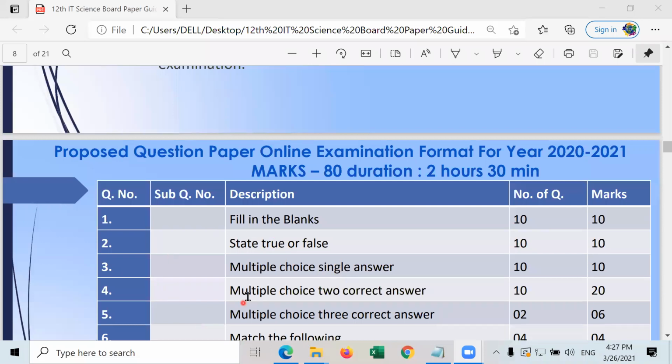Now, look at question number 4. Question number 4 is also MCQ, but in this question, you have to choose two correct answers. Now, each question will carry 2 marks with it. Okay. So if you choose two correct answers, you will get 2 marks. If you select one correct answer, you will get 1 mark.